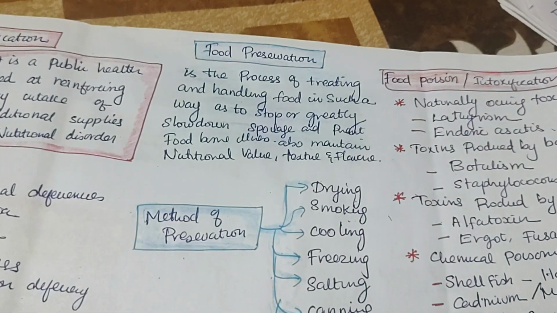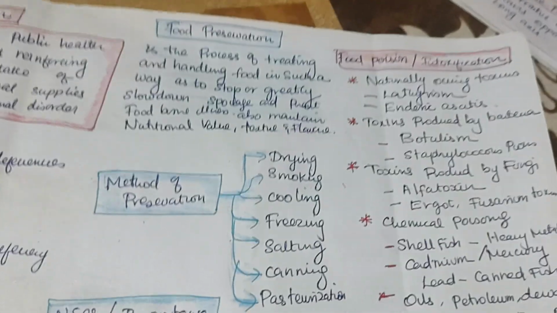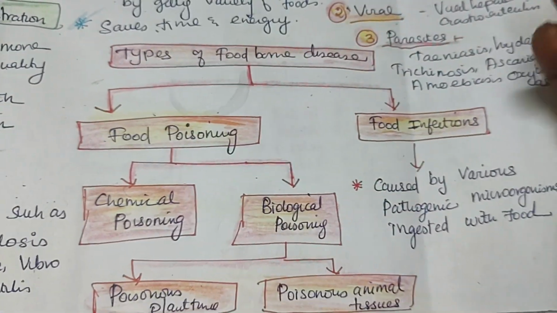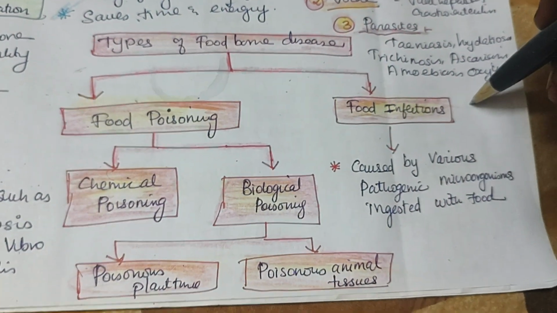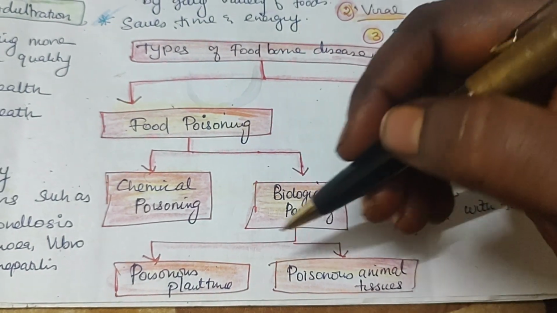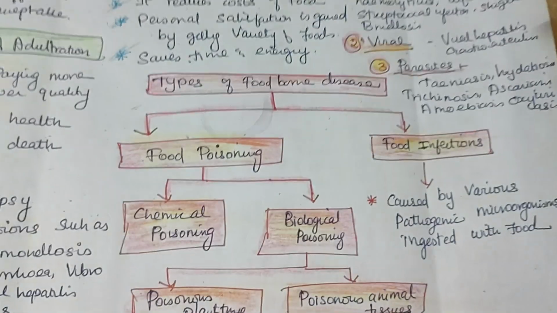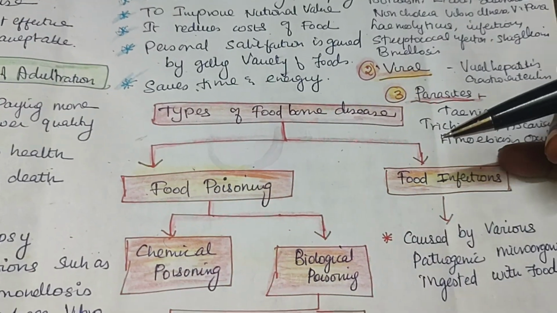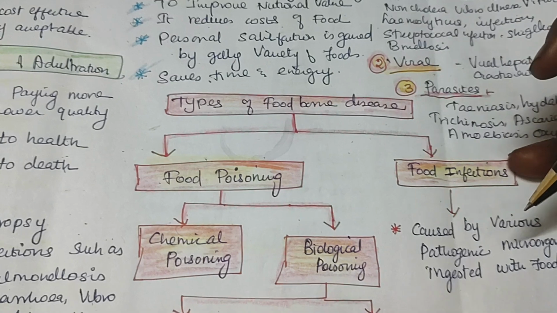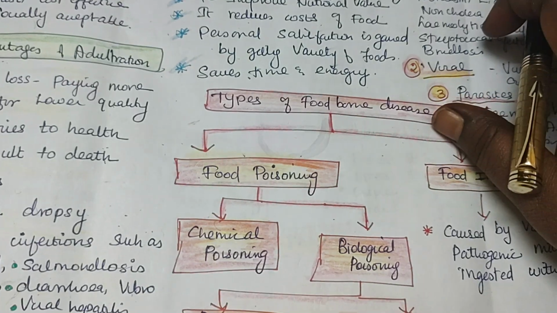Next, food poison or intoxication. If you see the types of foodborne diseases, you can divide them into food poison and food infection. Food poison includes chemical poison and biological poison: poisonous plants and poisonous animal tissues. Food infection means it is caused by various viruses, pathogens or microorganisms. So this is called foodborne diseases. You can classify like this: food poison and food infections.